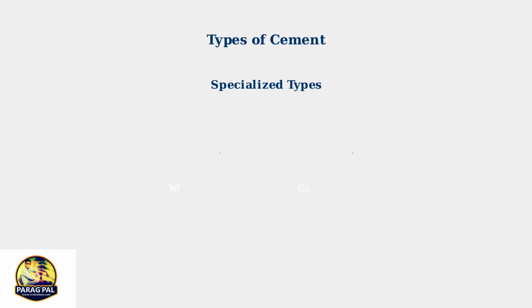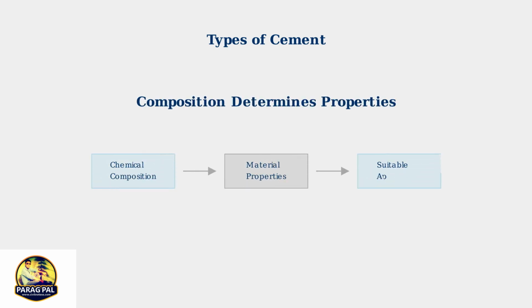Beyond the main types, specialized cements include white cement for architectural applications and colored cements for decorative purposes. These maintain similar chemical properties while offering aesthetic advantages. The specific composition and manufacturing process of each cement type directly determine its properties and suitability for different applications. Understanding this relationship is crucial for selecting the appropriate cement for any construction project.